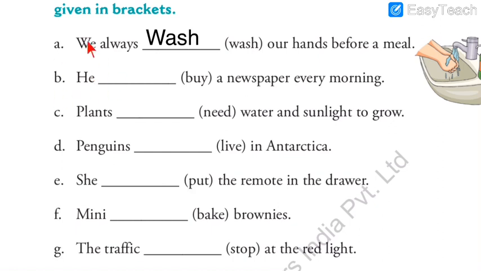What about the second one, my dear students? The sentence is starting with he. He buys a newspaper every morning. So buy will become buys. You just need to add s, because before the y there is a vowel u, so buy will become buys. Okay, so this way you need to solve the sentences.